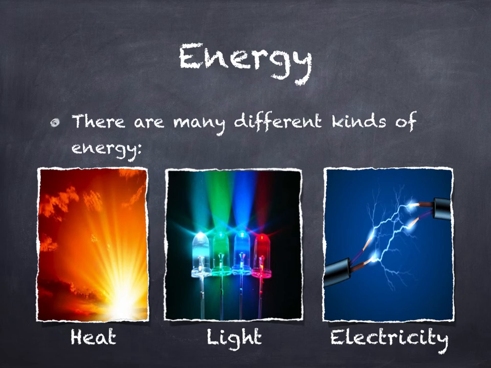Well, there are many different kinds of energy out there, including heat, light, and electricity. When we see the sun, it emits heat and light. When we look at the lights, the light emits light. As for electricity, it is what your computer runs on or what your tablet runs on. I think everyone's pretty familiar with this.